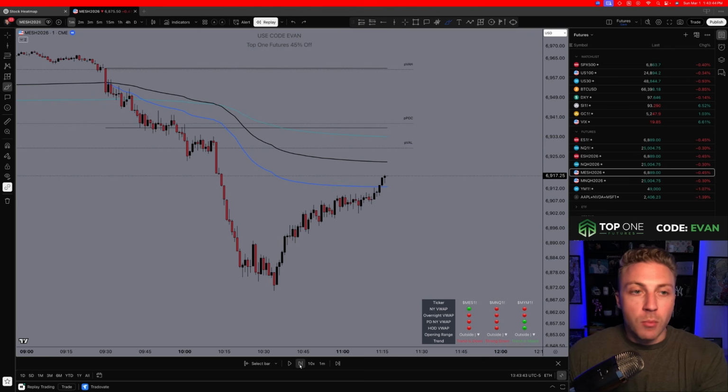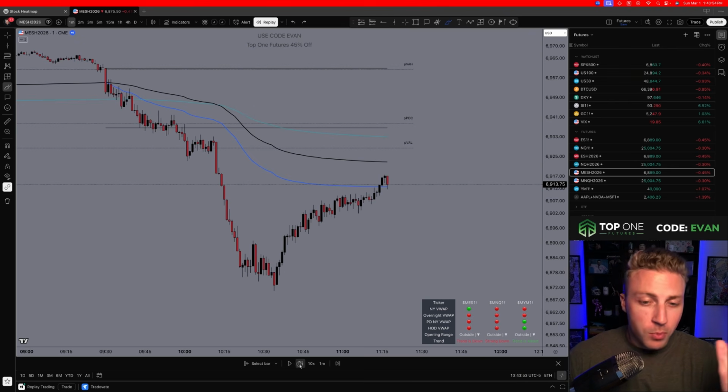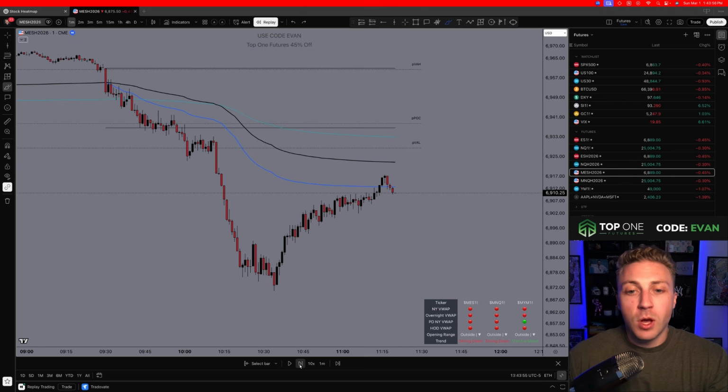Then we get a pullback to VWAP. I mean, I don't know how I would be a buyer with this many sellers just across the board today for an hour and a half, 2 hours they've been in control. I'm not concerned with 2 minutes breaking above VWAP, but regardless, you get a pullback to VWAP. It's clearly been sellers in control. You can see the dashboard on NQ and ES, which are driving the boat for my decisions. It's full of sellers. All right, we're at VWAP.